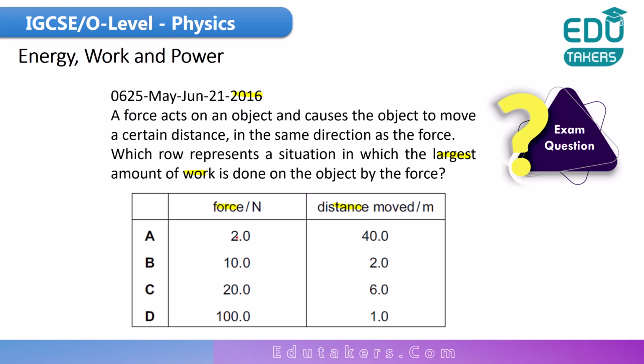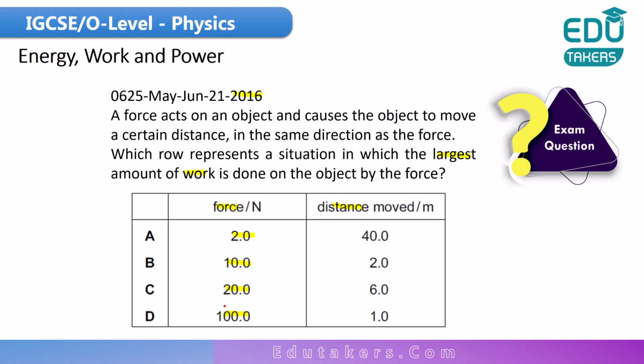Answer A. 2.0 Newton is the force and the distance moved is 40.0 meter. Answer B. 10.0 Newton is the force and 2.0 meter is the distance moved. C. 20.0 Newton is the force and 6.0 meter is the distance covered. D. 100.0 Newton is the force and 1.0 meter is the distance moved.